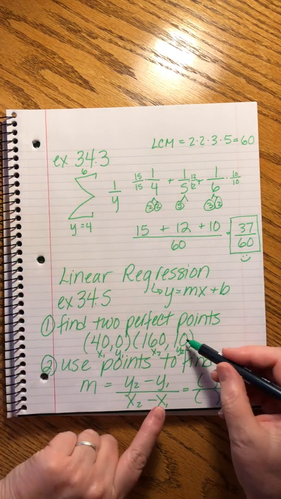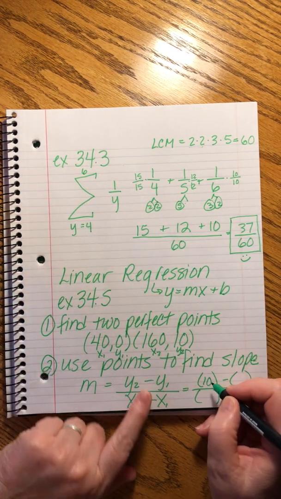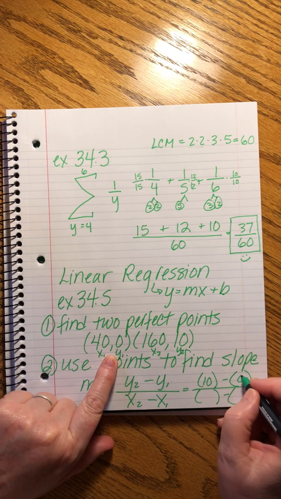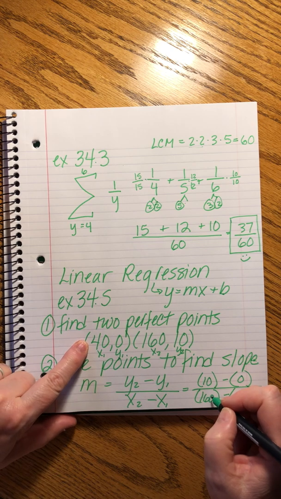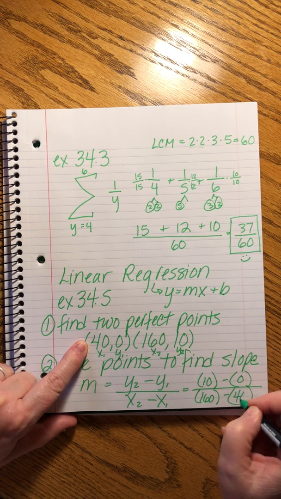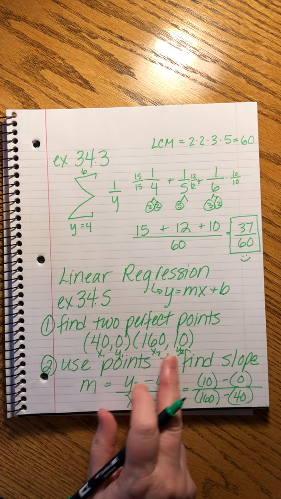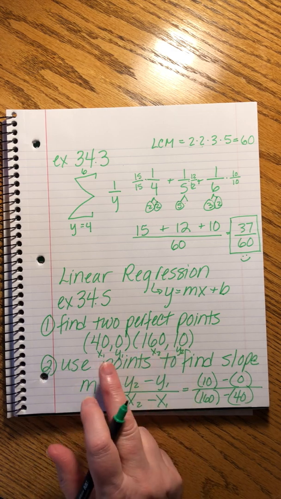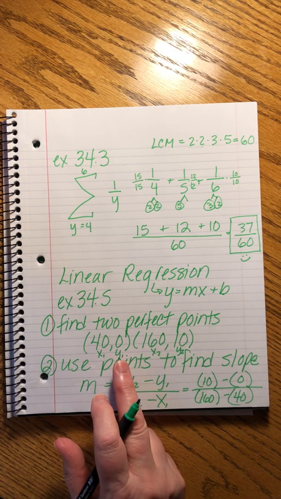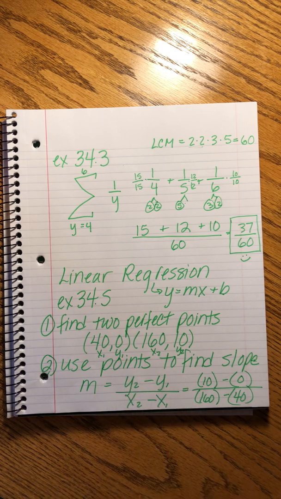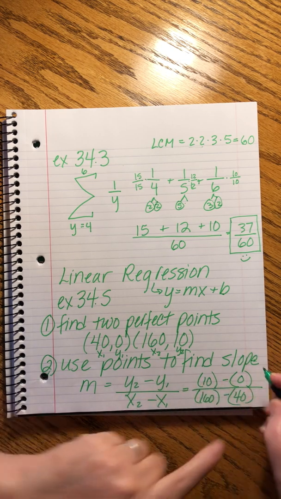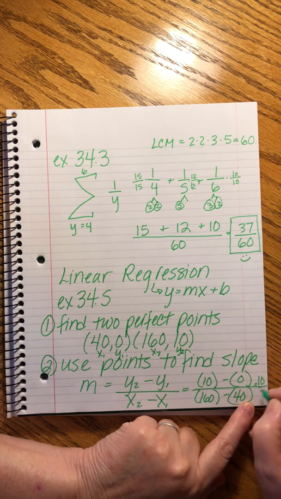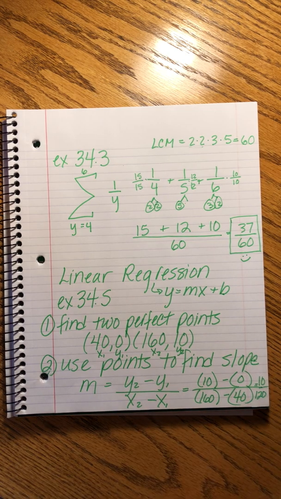So y2 is 10, y1 is 0, x2 is 160, x1 is 40. Remember, it doesn't matter which pair are the 1s or the 2s. I just did it in order, but it doesn't matter because it'll work out either way. The minus signs will sort themselves out. Okay, so I'm going to write it on the next page, but our slope is going to be equal to 10 over 120, right?